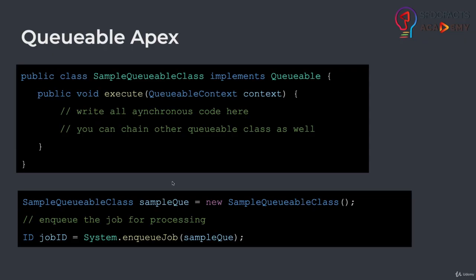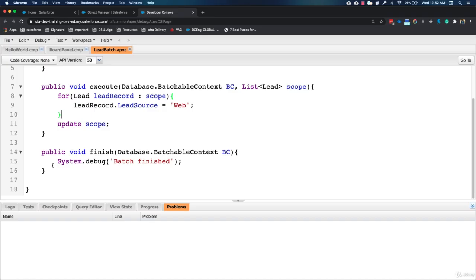Now in order to call a Queueable class, first you need to create an instance, and then you need to pass this instance inside the enqueueJob method which comes from the System class. In return of this method, you get the job ID which you can use to track the progress of this job. So now let's go back to our Salesforce org and implement a demo. We will again use our same example, and this time we are going to convert it to Queueable Apex.